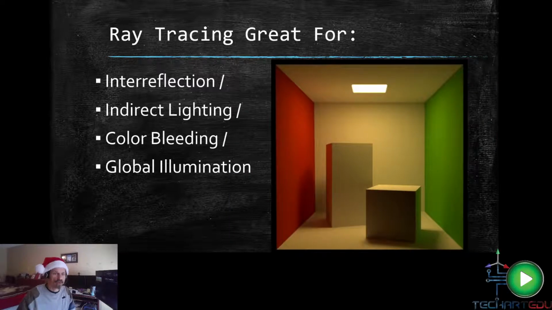Ray tracing is also really awesome for interreflections. You notice that the side of the cube has a red hue against it, and this one has a green hue against it. That's because the photons bouncing off the walls are projecting light onto the surface, and it's picking up the actual green surface. So it's really good for indirect lighting, color bleeding, and overall global illumination.